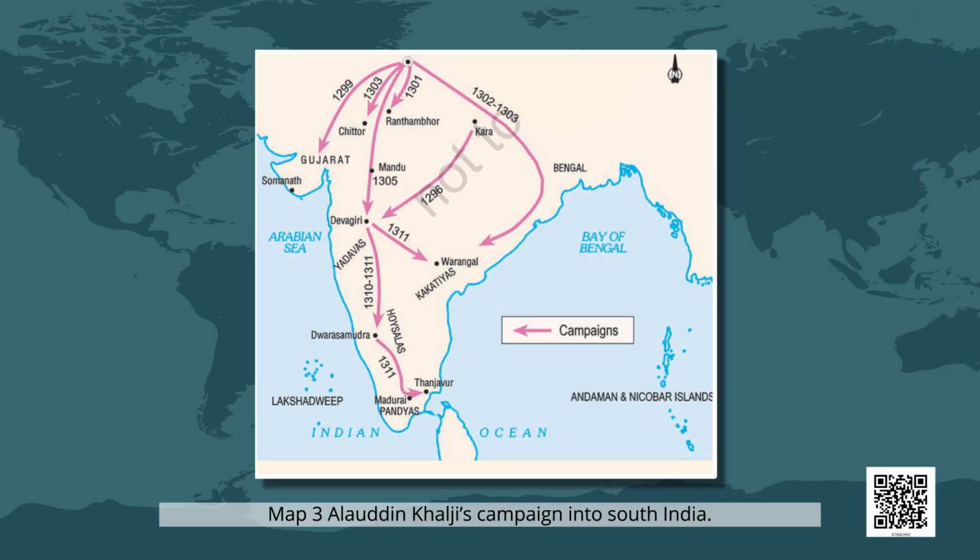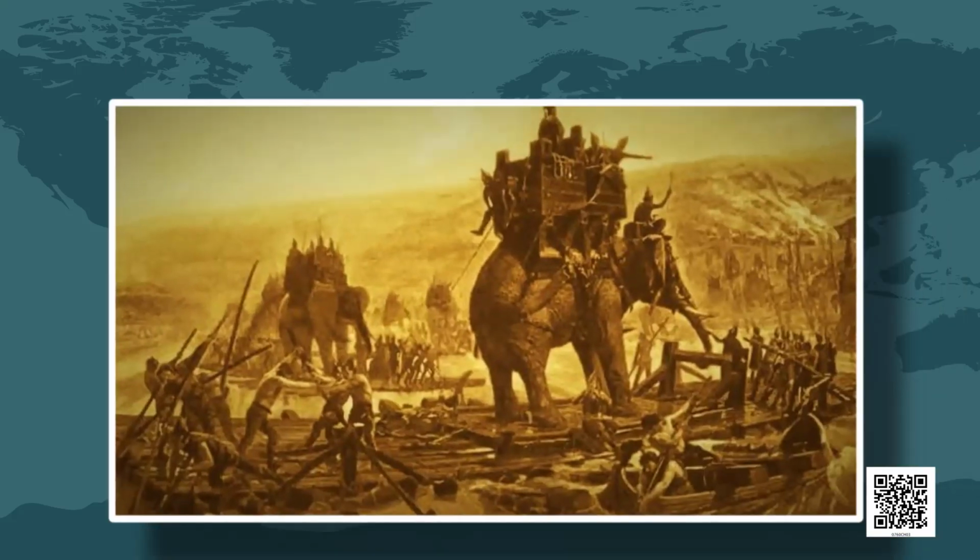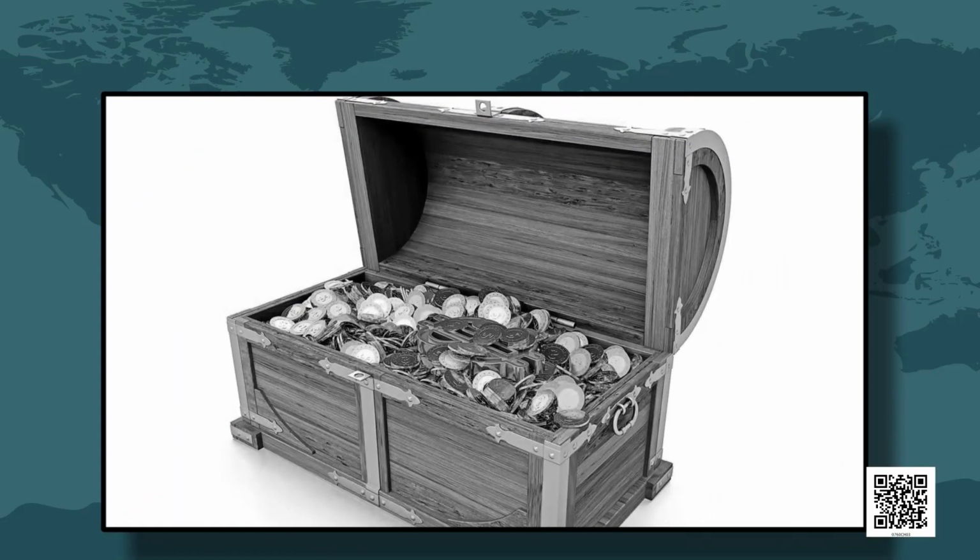The second expansion occurred along the external frontier of the Sultanate. Military expeditions into southern India started during the reign of Alauddin Khalji. Students, see map 3. They culminated with Muhammad Tughlaq. In their campaigns, Sultanate armies captured elephants, horses and slaves and carried away precious metal.